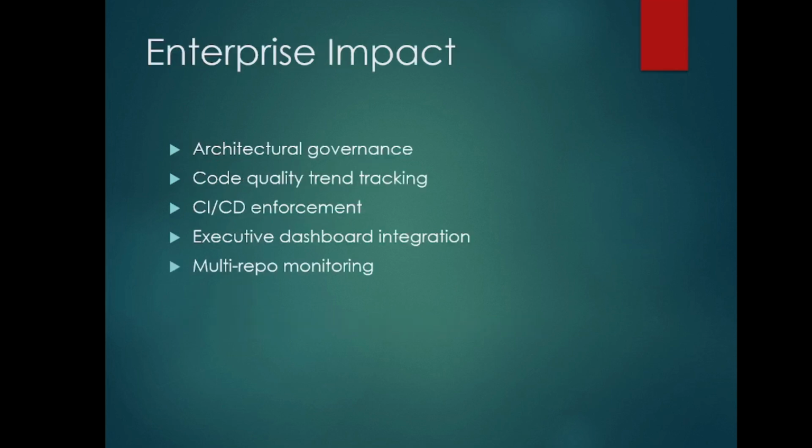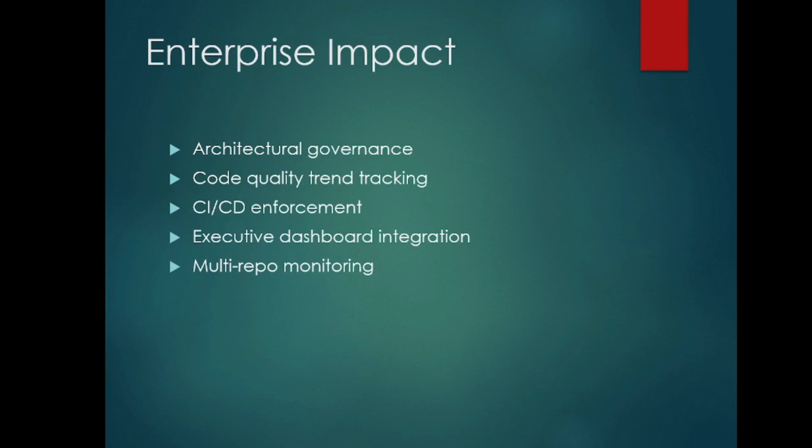What is the enterprise impact? Architectural governance. When I show the code with the project structure, you will understand what architectural governance is. Code quality trend tracking: we are coming up with the health score, right? So code quality is also tracked properly with the report. CI/CD is enforced. Executive dashboard, because you can show the report in any dashboard. And now we are doing it with one repo, but we can do it for multi-repo monitoring. So this is the overall plan to demo in day 6.